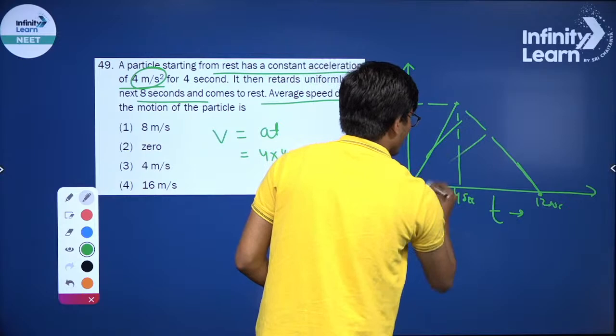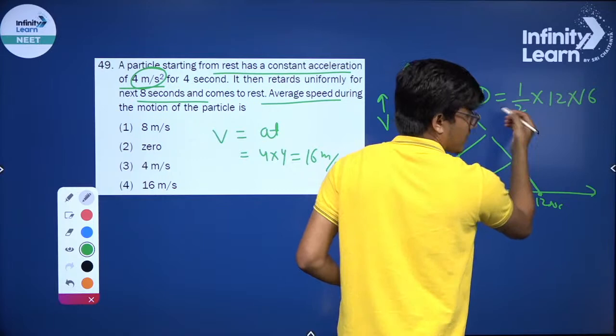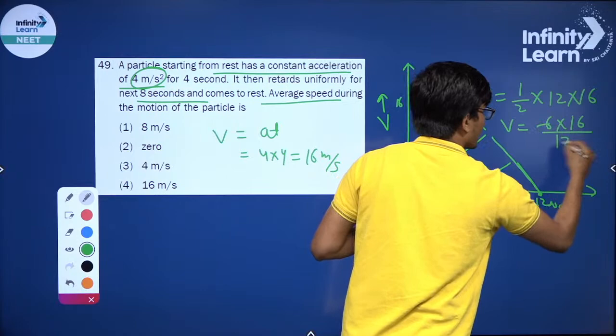If you know the v-t graph, the distance is calculated by the area. Half, base is 12, height is 16, so this is the distance, right? And for average speed, you need 96 upon 12: 96 is the distance, and the total time taken in the journey is 12. So it will be 8 meter per second.